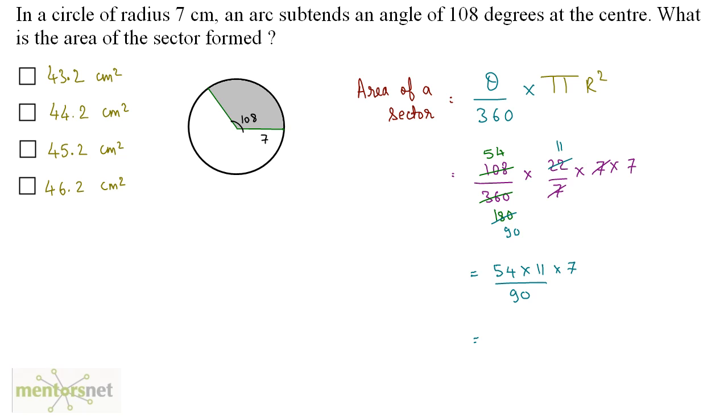So this is equal to, so 9 times 6 is 54, 9 times 10 is 90. So we have 6 times 11 times 7, and that is equal to 462 divided by 10. So this is 46.2 centimeter square. Right? So option D is the correct answer.